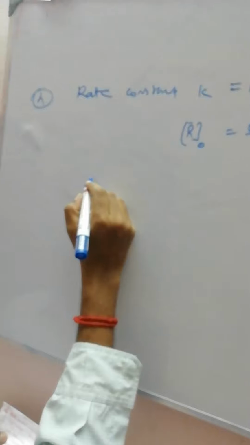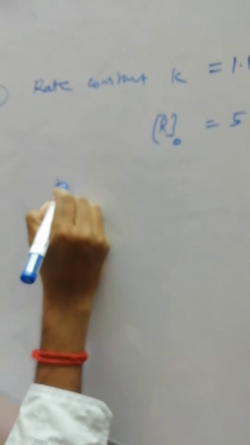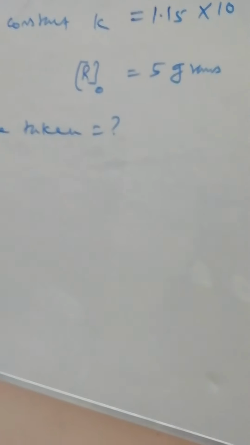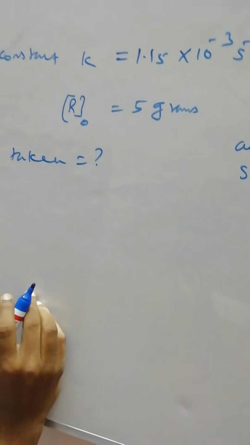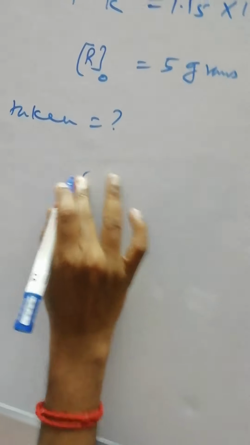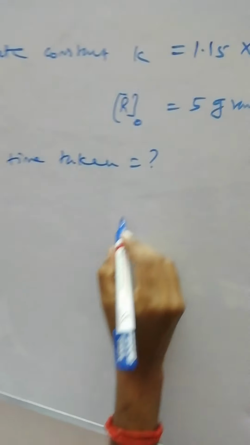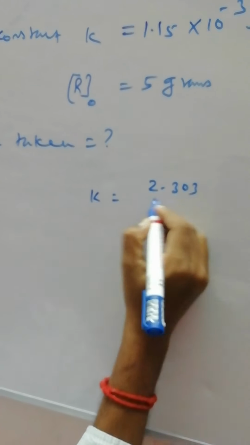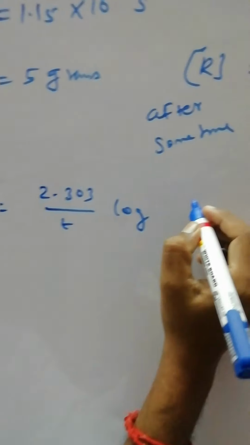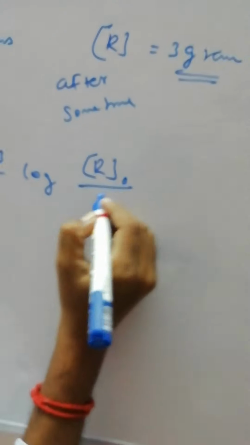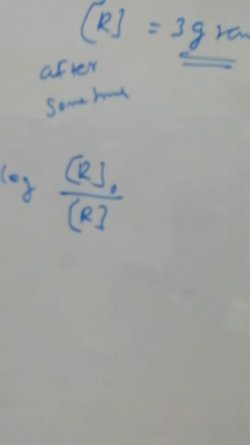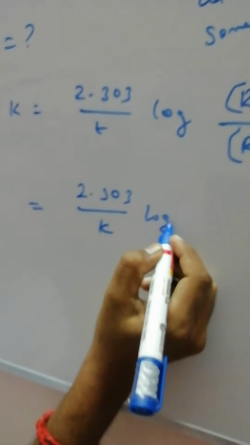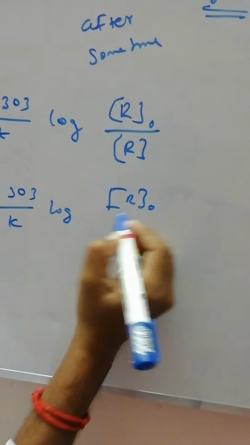The rate constant is given. We have to find the time taken, how much time it takes. You have to use the formula: K is equal to 2.303 by T log R0 by R. Here T only we want, so T is equal to 2.303 by K log R0 by R.